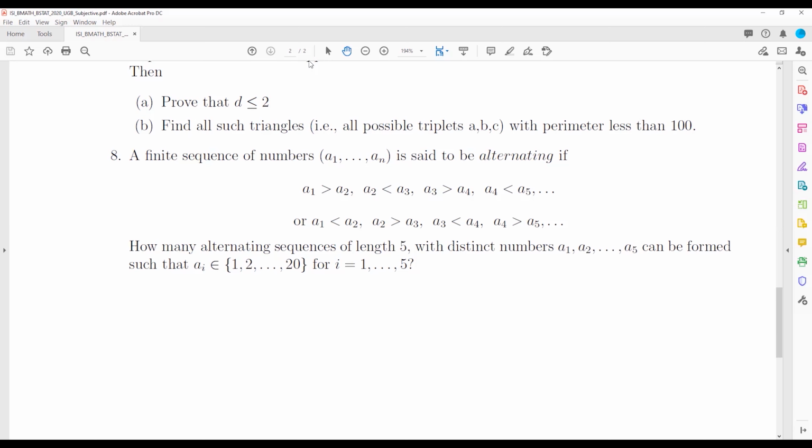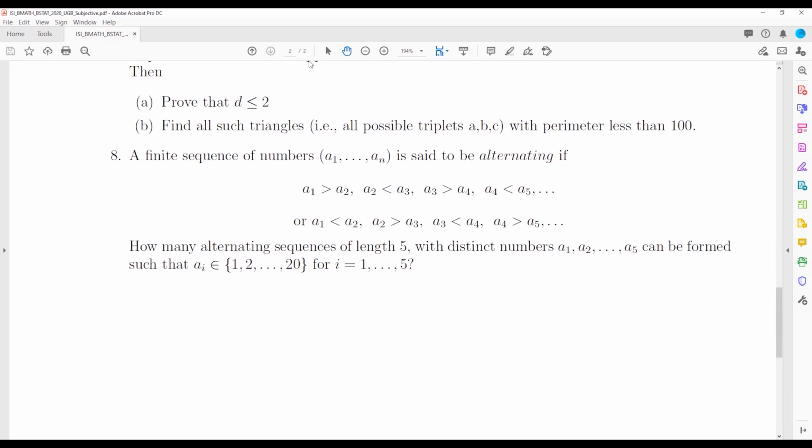So you have a definition of alternating sequences. A finite sequence of numbers a1 to an is said to be alternating if a1 is greater than a2, a2 is lesser than a3, a3 is greater than a4, a4 is lesser than a5, and so on. Or it might be like a1 lesser than a2, a2 greater than a3, a3 lesser than a4, a4 greater than a5. Now if you read like this, you won't understand anything, so we have to visualize how things are happening.